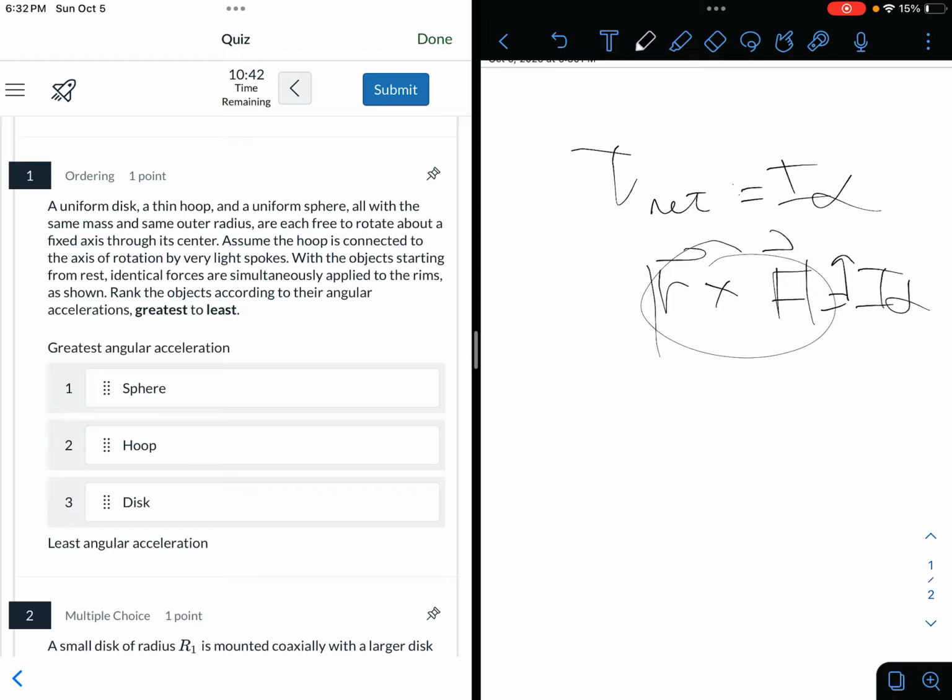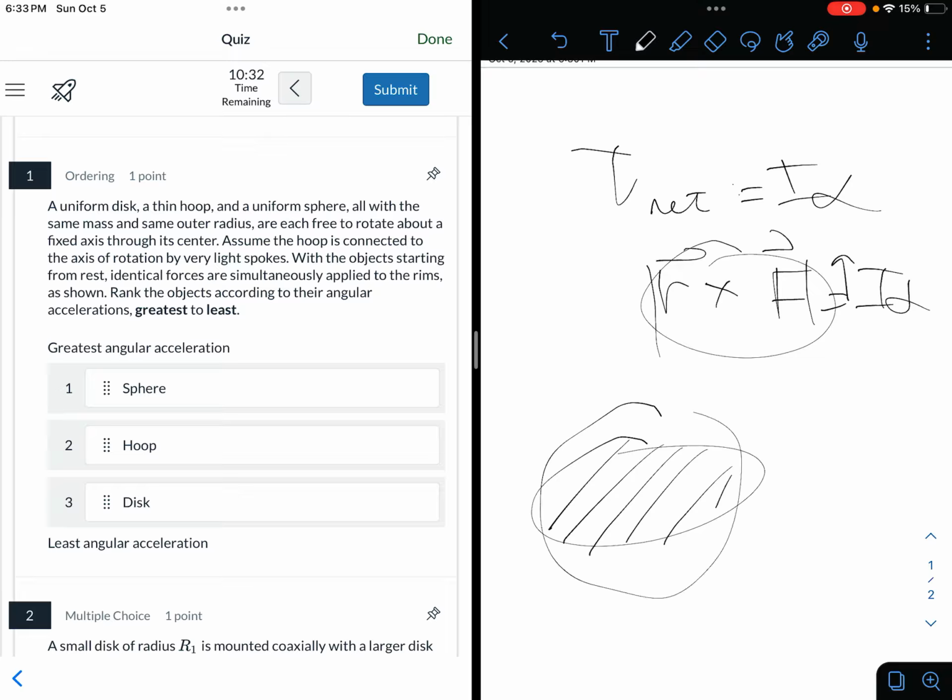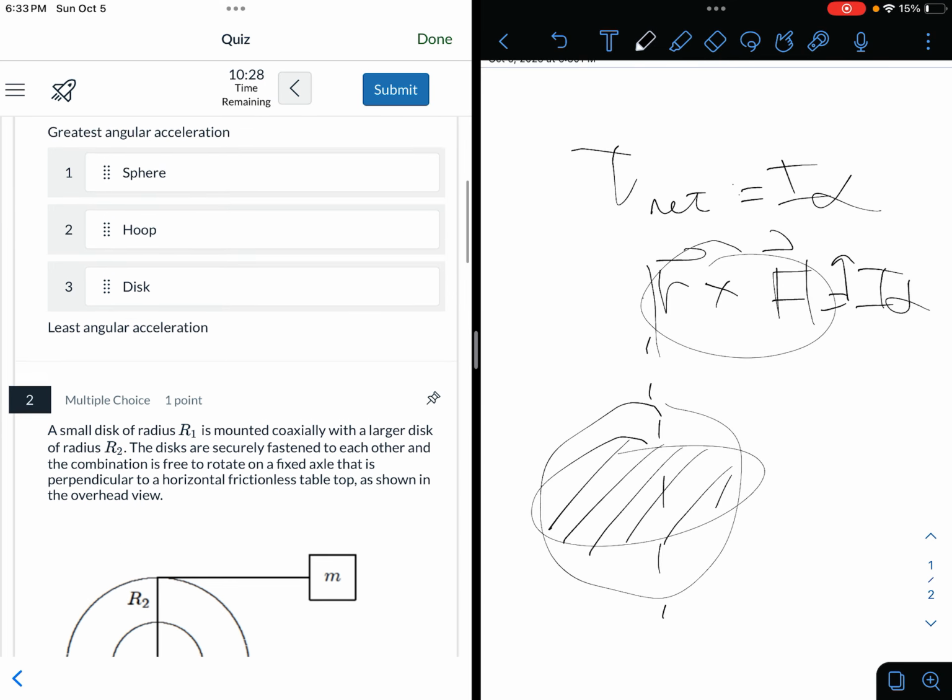Right? I know this by memorizing the equations, but also I know a hoop for sure will have all the mass concentrated on the outside. A disc will have some of that mass distributed on the inside, and then a sphere is kind of like pushing the ends of the disc towards the axis of rotation.